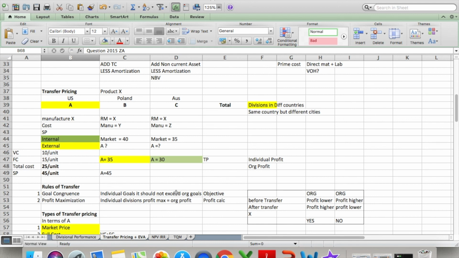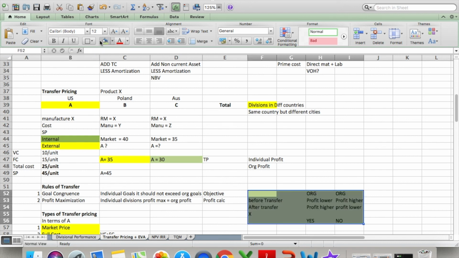But for today, I just wanted to explain the main concept, the major rules of transfer pricing, the major types of transfer pricing, how you're going to calculate different transfer prices, and how you're going to make a decision based on this table. I'm going to highlight this table because it is the most important to make a decision whether to transfer or not, right?